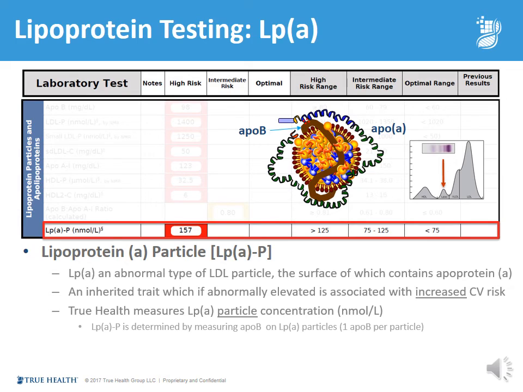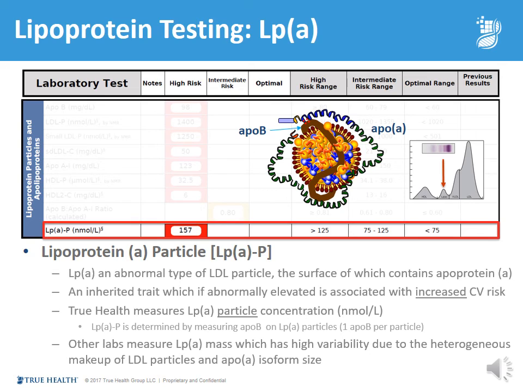True Health is unique in that it's the only laboratory that provides an actual Lp(a) particle concentration. Most laboratories report Lp(a) mass, which we'll talk about in a second. True Health separates lipoproteins by electrophoresis, and then looking at the Lp(a) band of the lipoprotein distribution, it has a marker that picks out ApoB. So it's really an Lp(a) ApoB particle number, but there's one ApoB on every Lp(a), so it gives you a pretty accurate number of Lp(a) particles.